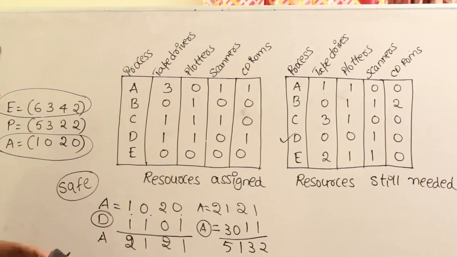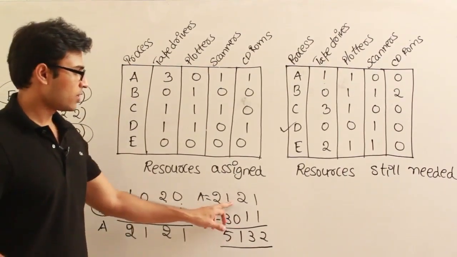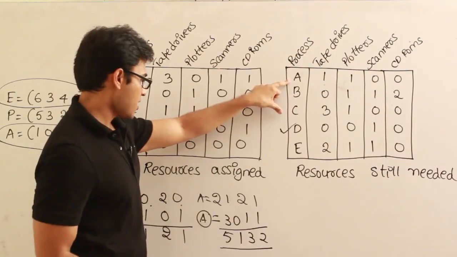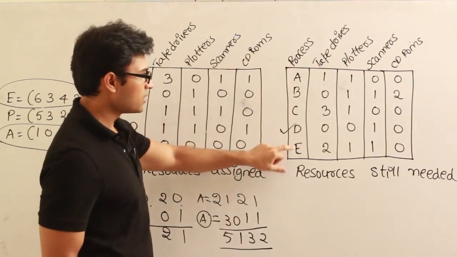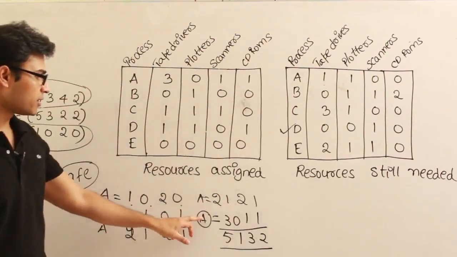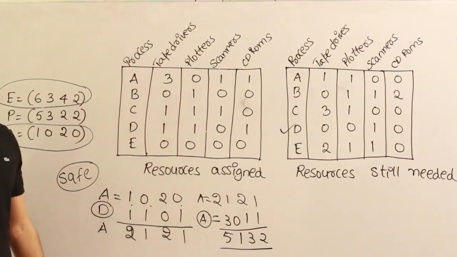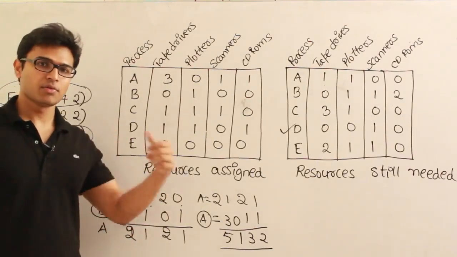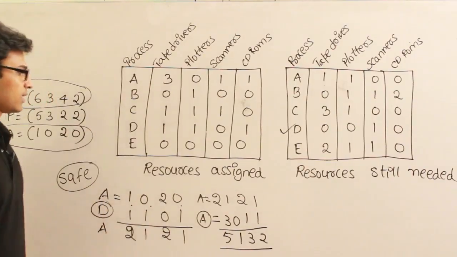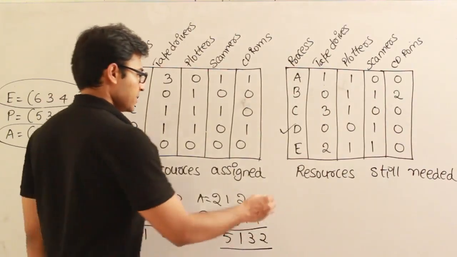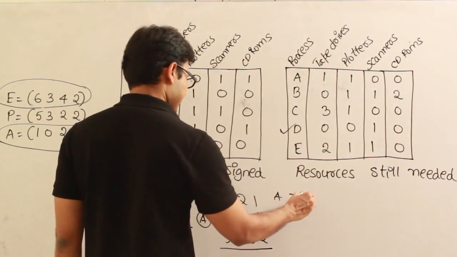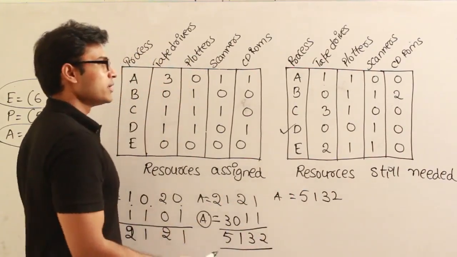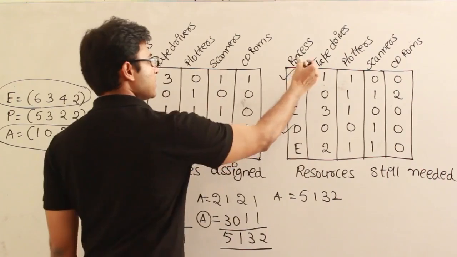And one more thing, see, when I have the availability as 2121, it is not just A's request I could satisfy, I could have even satisfied E's request also. Therefore, you could either pick up A or E, that doesn't matter, right? The order in which you pick up the process doesn't matter as long as you are able to finish all the processes, right? Let's see. Now the new availability has become 5132. Fine. Now with this new availability, say A is done and then D is done.